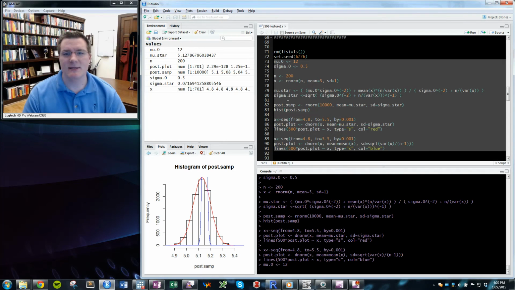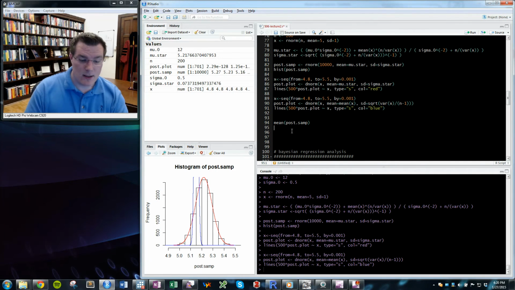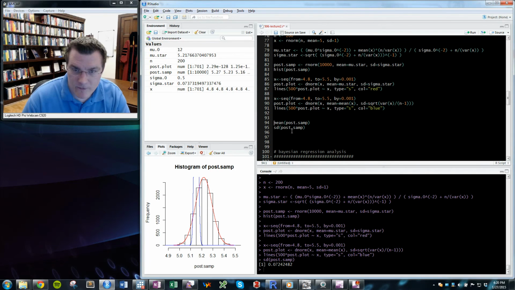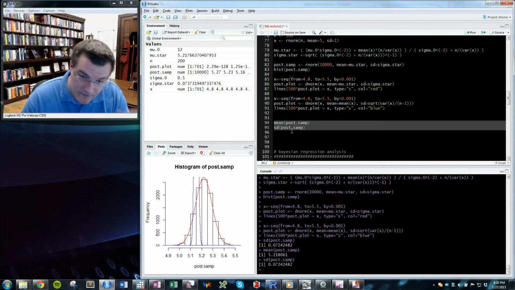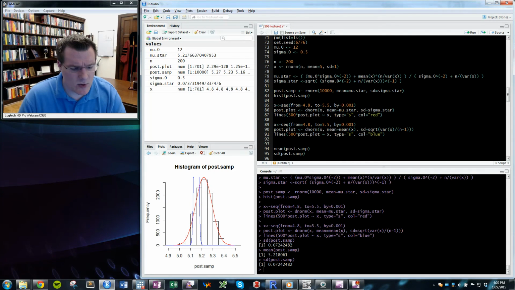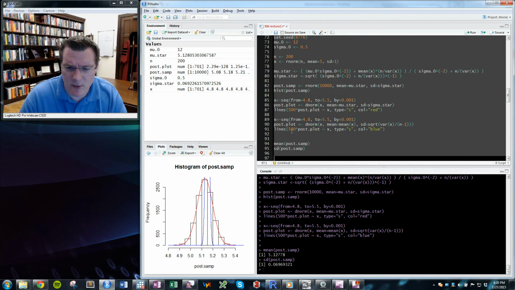Well, anyway, it's kind of interesting. Right, so we could calculate the mean, and we could also calculate the standard deviation of our beliefs about the mean by looking at the standard deviation of post-samp. And so if I combine these two together, let's go back to our original result with the seed, so we get exactly the number we had to begin with.